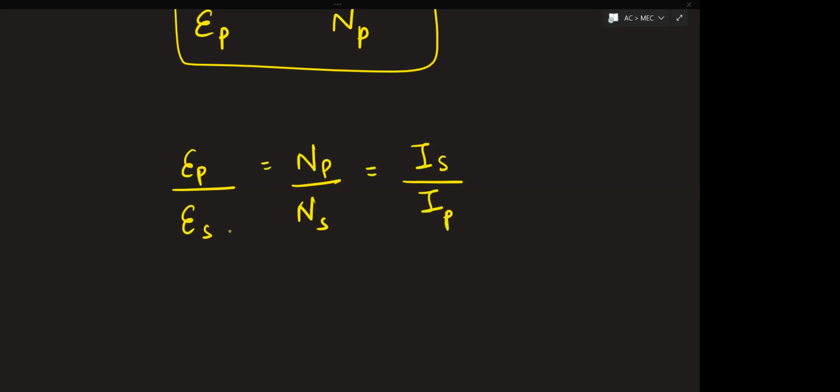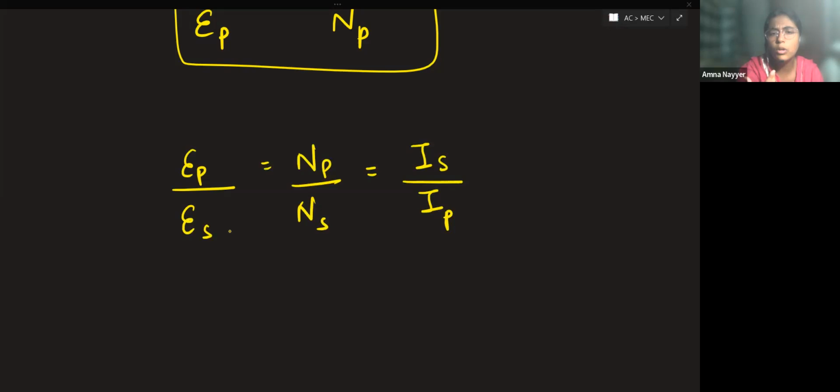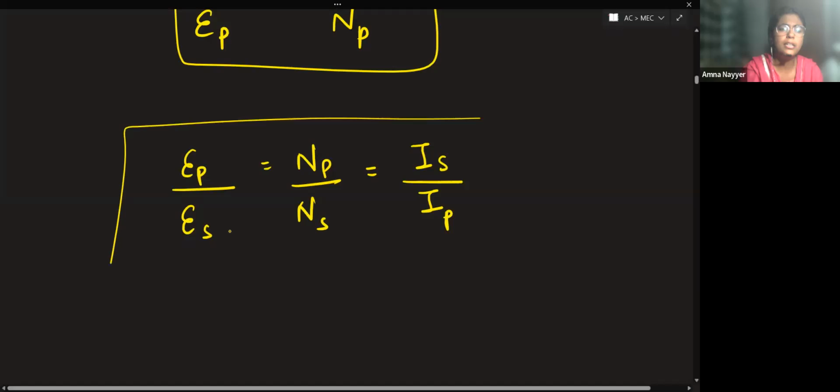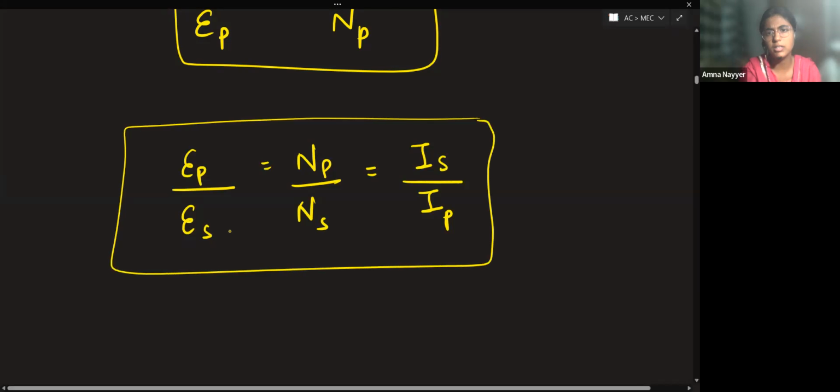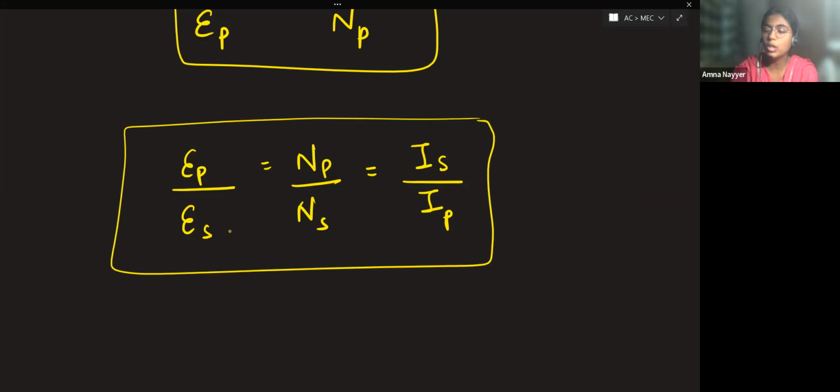Now, how can you relate to it? Why is the current reciprocal? See, this is usually written with the help of power. Power's formula, that also we'll discuss. But how to remember the formula? Potential, meaning induced EMF, and number of turns will be the same. Same in the sense that if P is above, P will be above for both of them. If S is above, then S will be above for both of them.